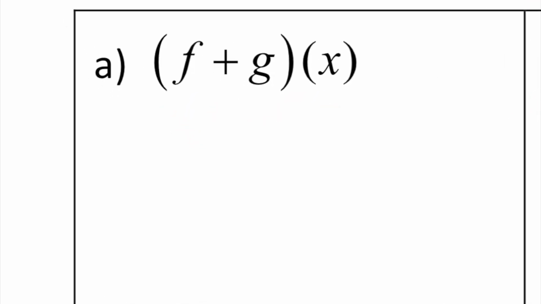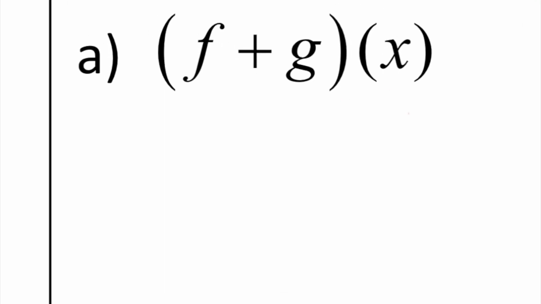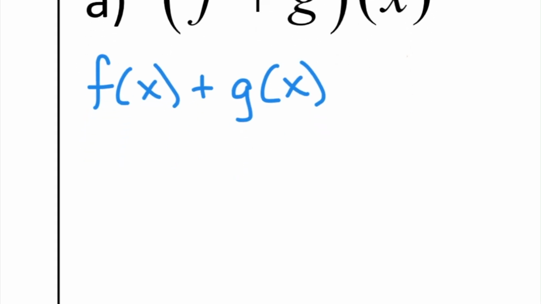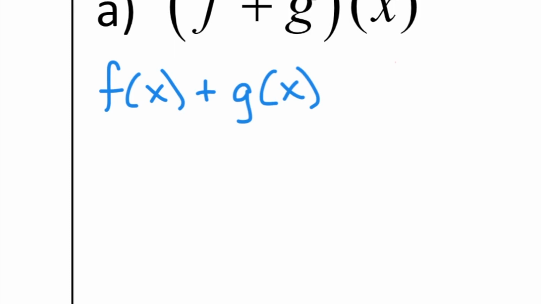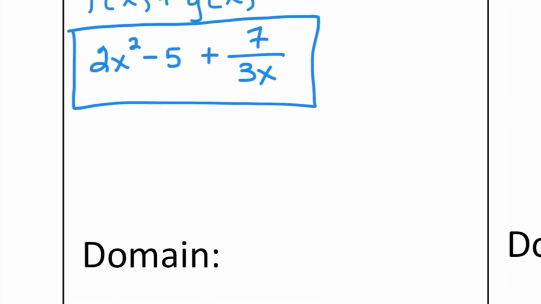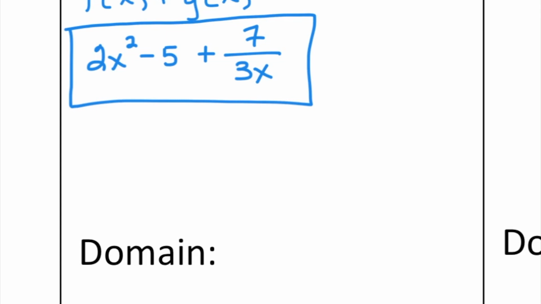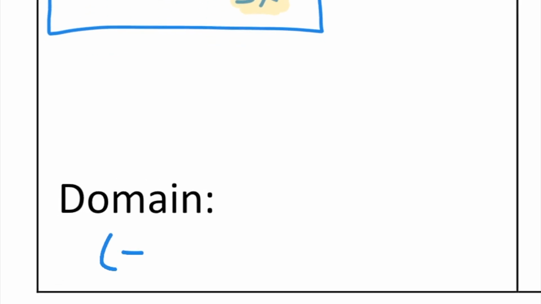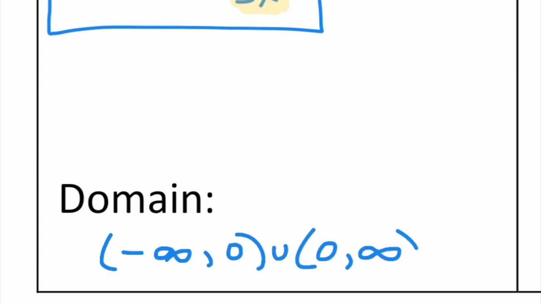So in this first one, we're looking at f of x plus g of x. And f of x then is 2x squared minus 5. And g of x is 7 over 3x. There's no way to simplify that function. That's your answer. And then the domain is restricted because of the 3x denominator, and therefore your domain is going to be all numbers except 0. So negative infinity to 0, not including 0, and then 0 to positive infinity.